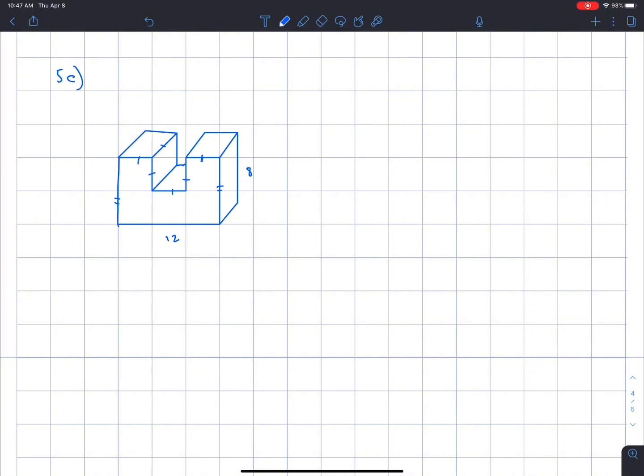Okay, so if this is 12 and these three are exactly the same, then each one must be 4. So these are just 4s. All of these are just 4s. And these are just 8s.